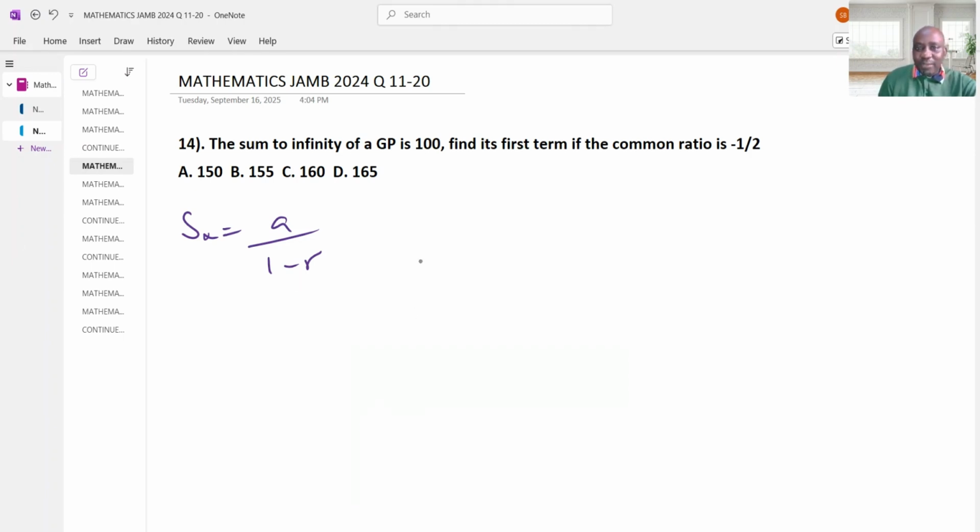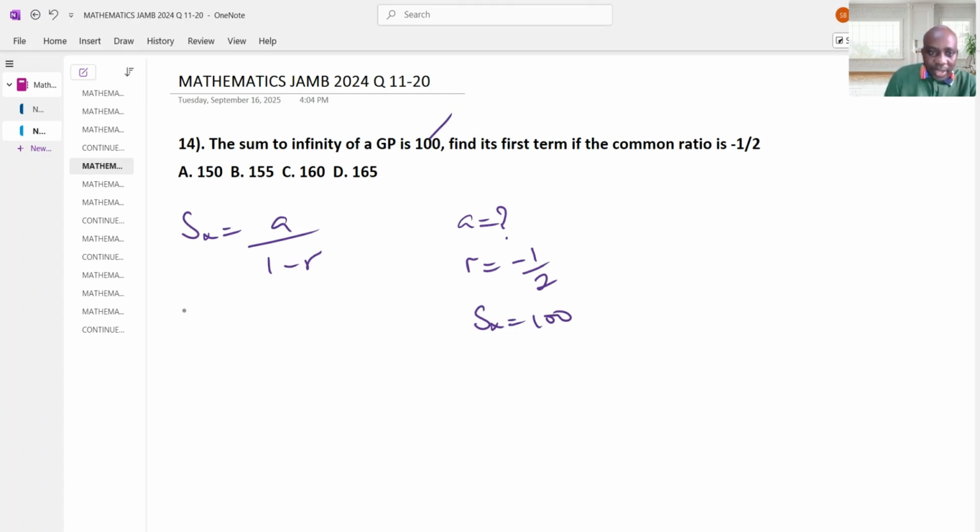A represents the first term. That's what the question says we should look for. A, we don't know yet. What is our ratio, which is R? If it is an AP, we call it common difference, but for a GP, it is called common ratio. Our R is minus 1 over 2. Now let's begin to calculate this. The sum to infinity has been given to us already, which is 100.